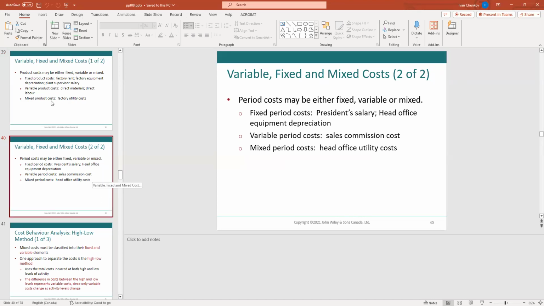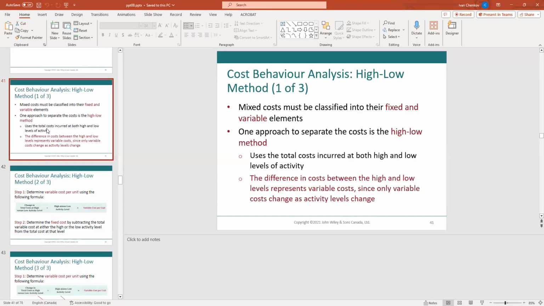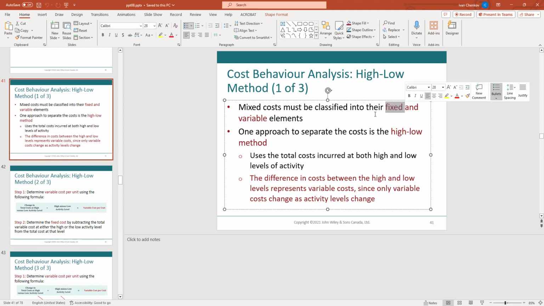That's the same slide repeating here. So let's move to the next one, the high and low method. The whole point is for us to predict the cost. How are we going to predict the cost? By classifying costs only into fixed and variable.